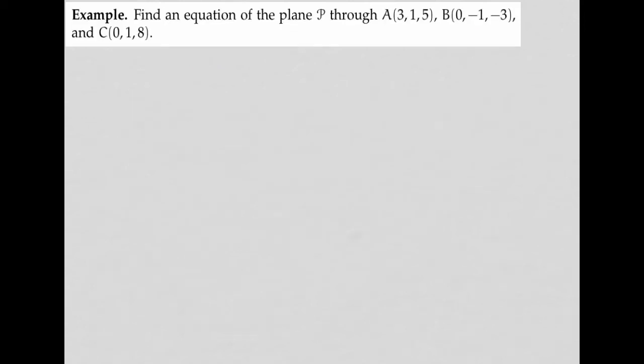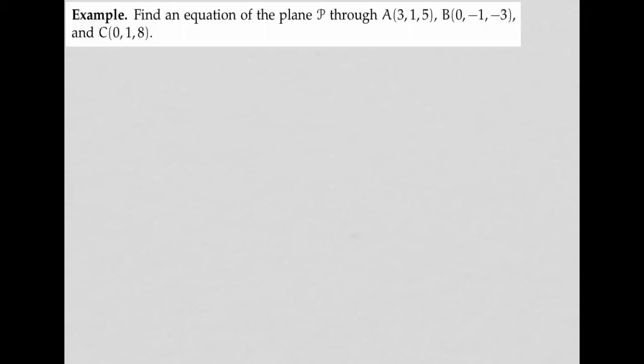A more interesting example: find an equation of the plane P through points A, whose coordinates are (3, 1, 5), B with coordinates (0, minus 1, minus 3), and C with coordinates (0, 1, 8). We have 3 points sitting in the plane, but we're not given the normal vector explicitly, and that's a crucial component to find an equation of the plane P.